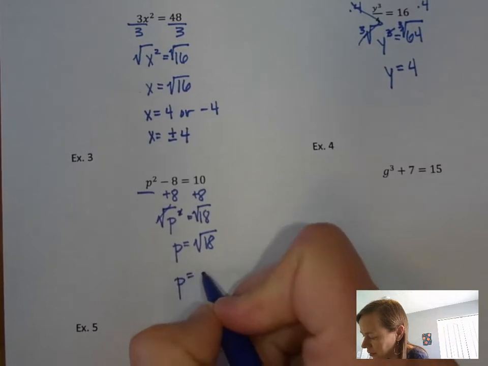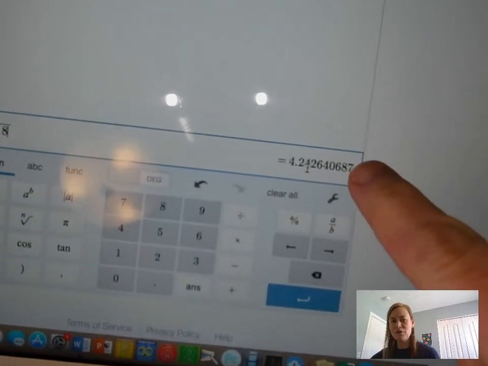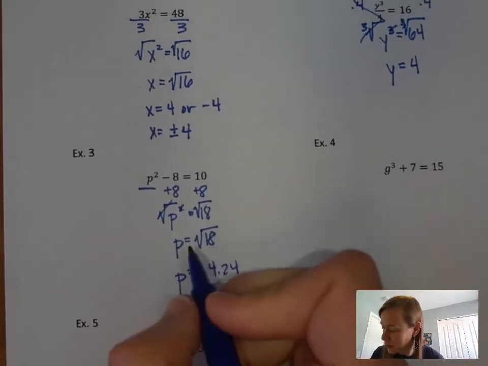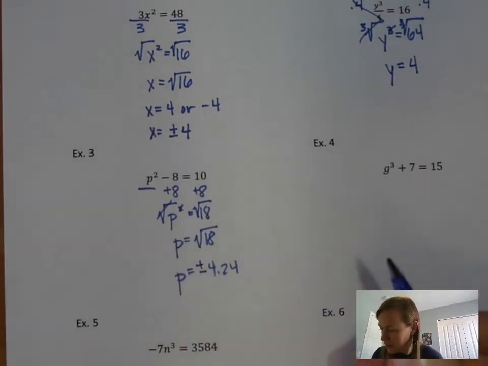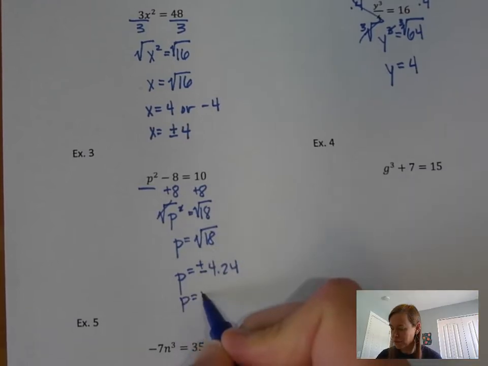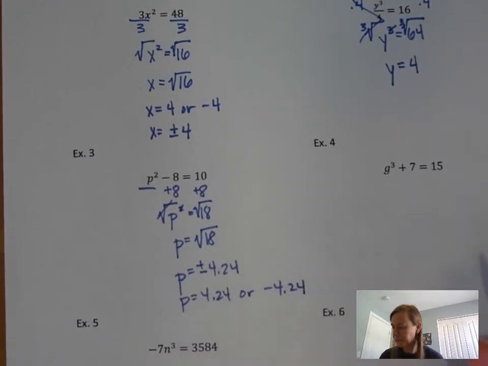P equals 4.24. Now I left myself a little space right there because remember, the calculator gives us only the positive version with the square roots, but we know that it might be positive or it might be negative. So we have to add our little symbol here. Or you could write it out with the "or" like we did up there. That would be p equals 4.24 or negative 4.24.